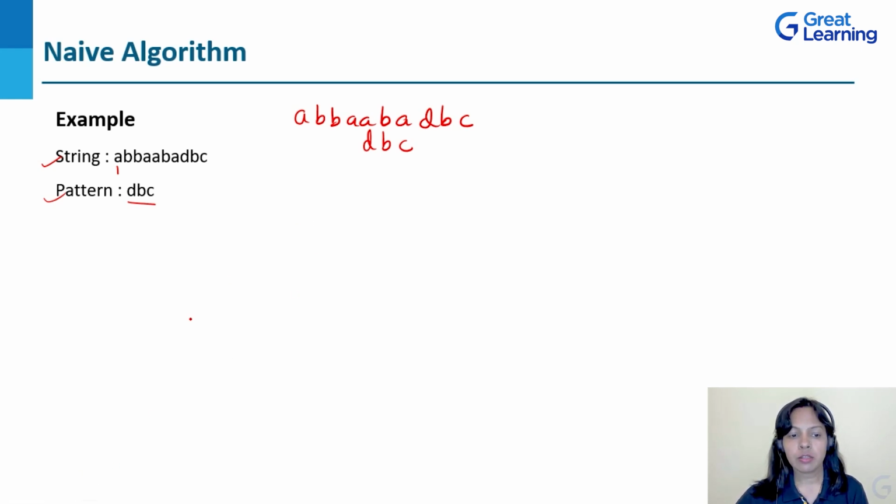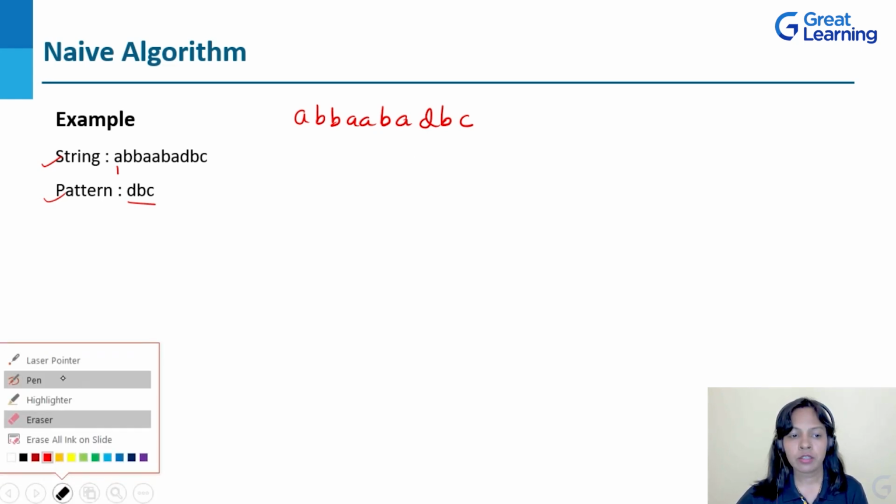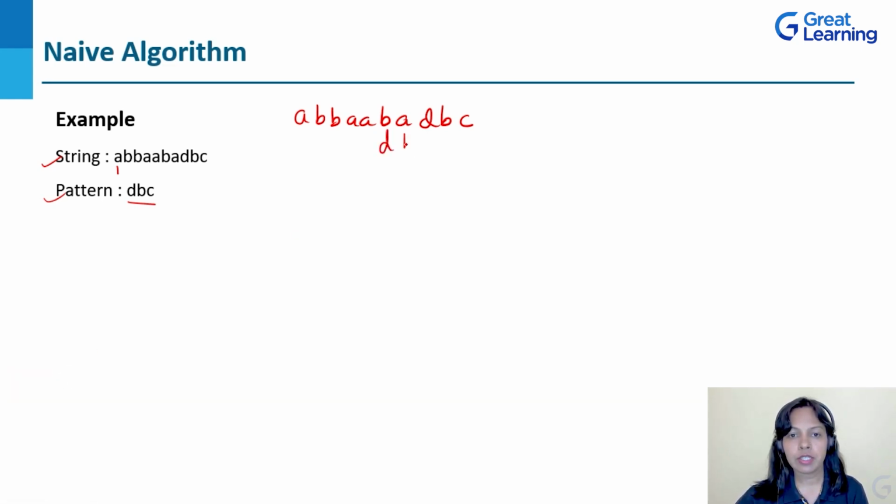It means I'll go from this location to the next. You'll start from B now. Okay. So we'll match from here. D, B, and C. So is it matching with the characters in the string? DBC? No, right? D is not matching with the B. First character itself is not matching. So we'll move now from this location, right?